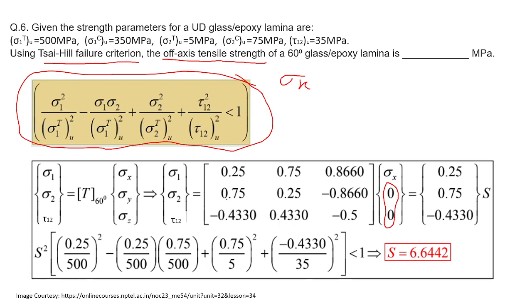Then sigma x. Again we put the value in terms of cos 60 and sin 60, and we found the matrix of sigma 1, sigma 2, tau 12 in terms of sigma x, which you can say as s. Then we put these values of sigma 1, sigma 2 and tau 12 in this final equation, which should be less than 1 so that there is no failure. By solving this equation, we can get the value of s equal to 6.6442. It is when it is equal to 1. So we need to have a sigma x which should always be less than this, then only there will be no failure.